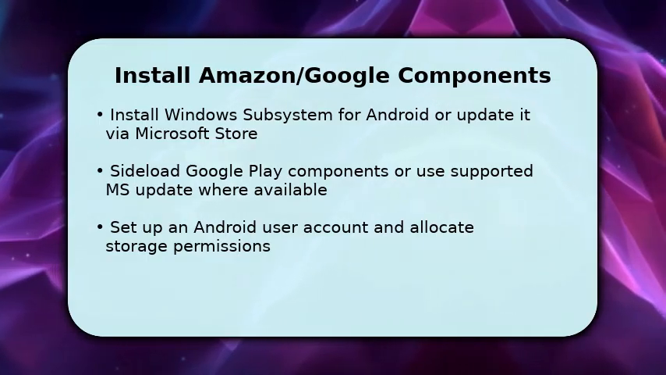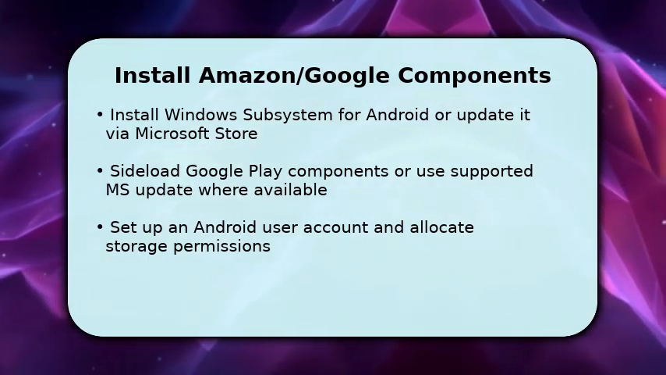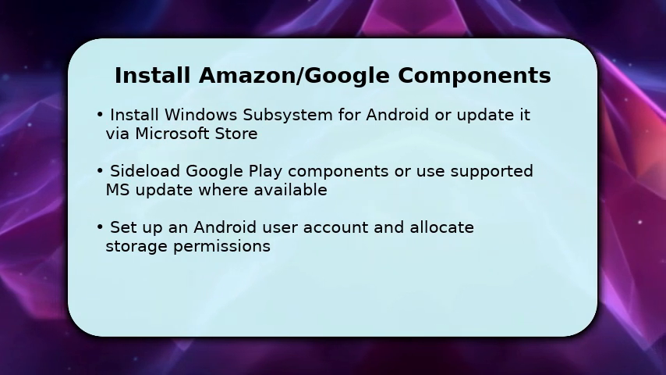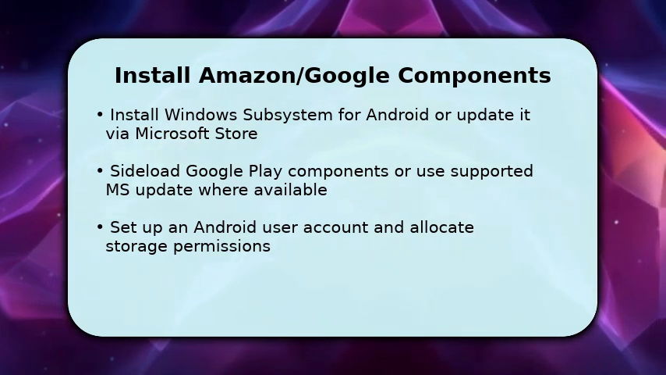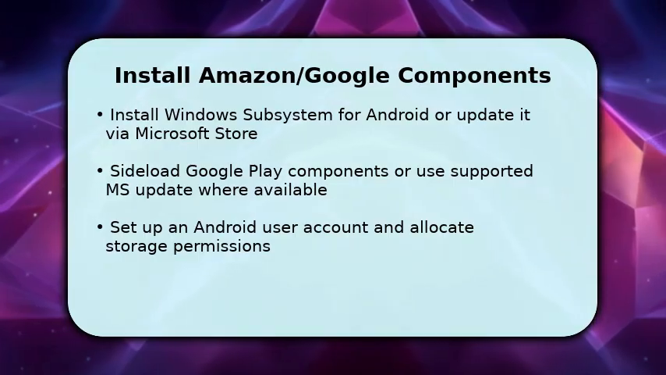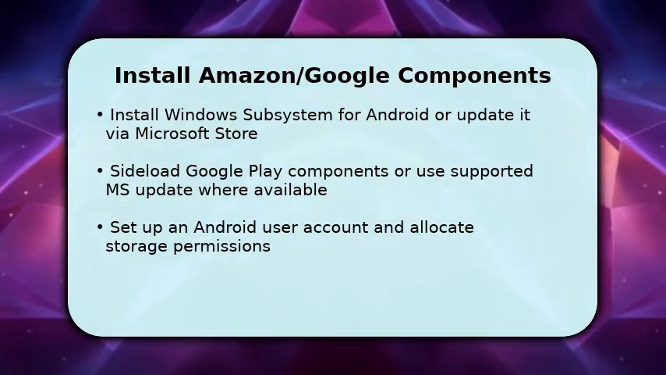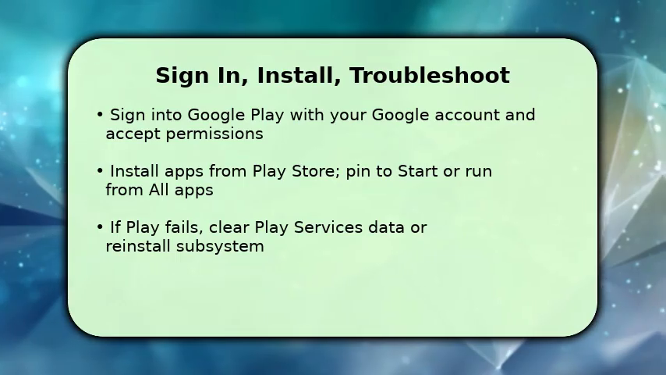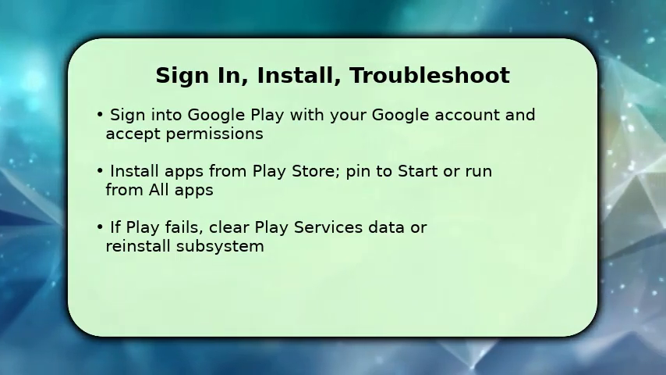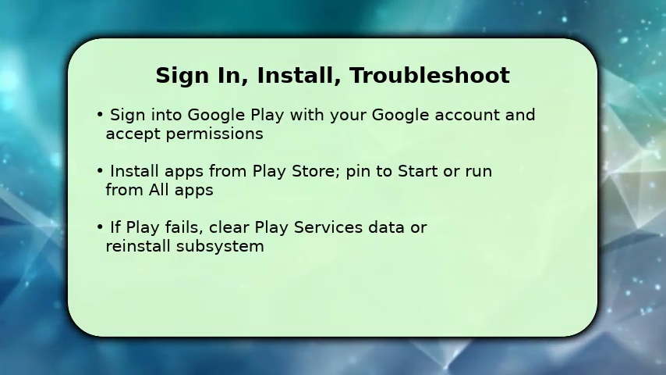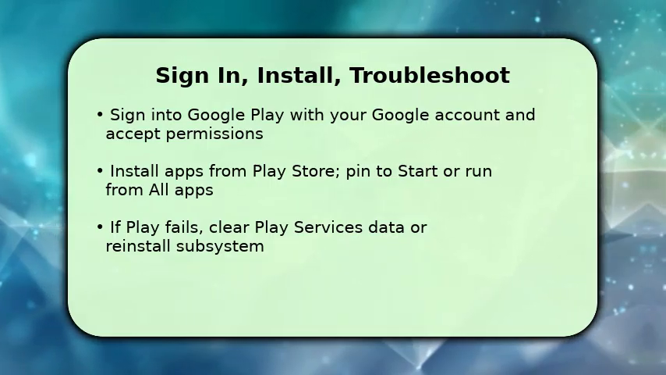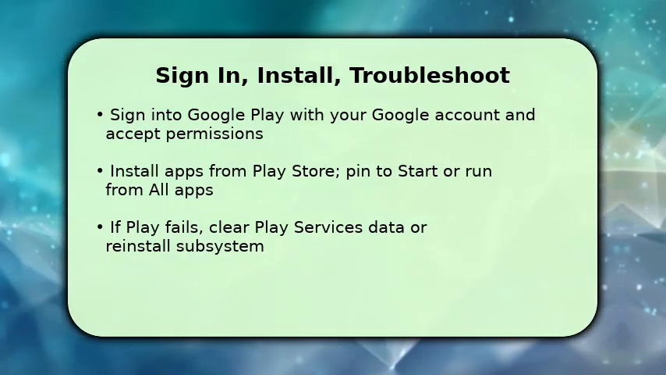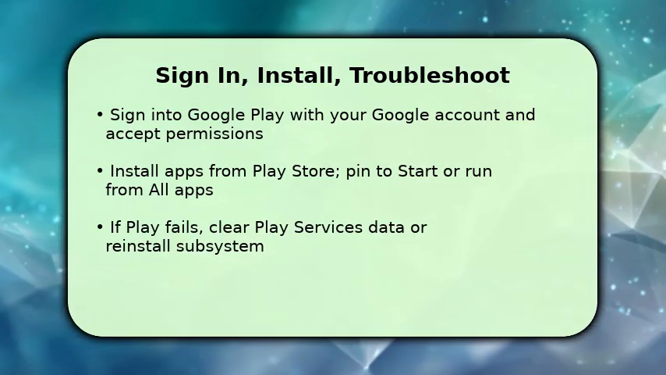Then open the subsystem settings to configure storage, network, and an Android user account so apps can access files and permissions correctly. Finally, open Google Play, sign in with your Google account, and accept the permissions prompts so app data syncs and purchases work. Install apps as you would on any Android device, then pin frequently used apps to start or the taskbar for quick access.